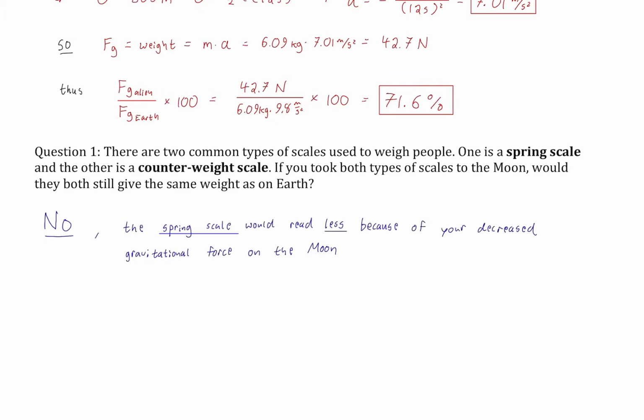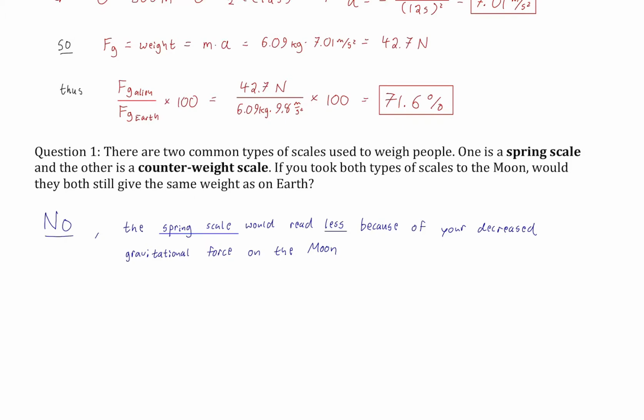Let's see. So the spring scale would read less because of your decreased gravitational force on the moon. You weigh less, thus the normal force exerted by the spring is less. Less normal force by the spring means less compression. We'll talk about that when we talk about Hooke's law and spring forces. But for now, I hope it makes sense, it seems very believable that, regardless of whether the spring is compressed more or less, a spring scale is just going to read less, because you're pushing on it less, thus it's pushing back less with the reaction force.